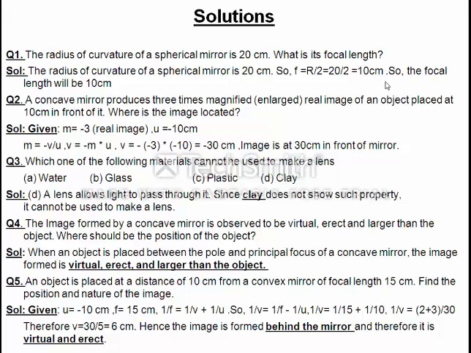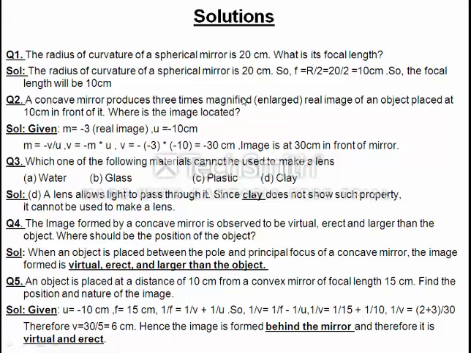Second case: a concave mirror produces 3 times magnified real image of an object placed at 10 cm in front of it. Where is the image located? So according to the question, first we have to find out what is given. We have to search for the given data in the question. Here it is written, a concave mirror produces 3 times magnified image.